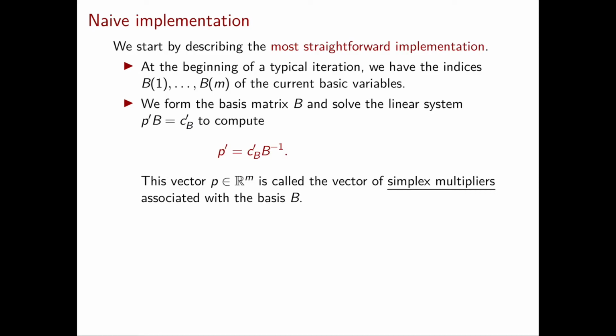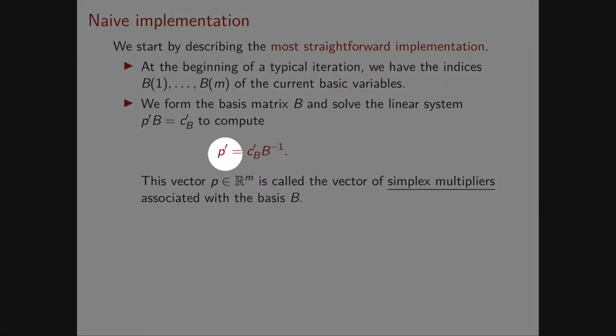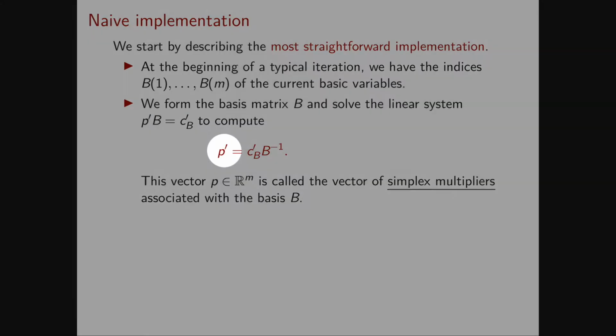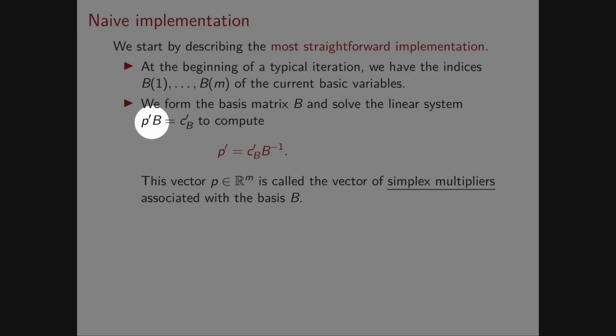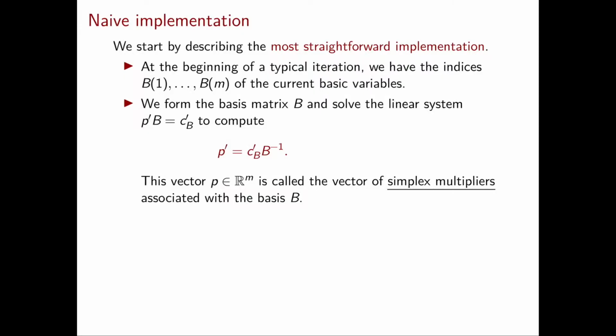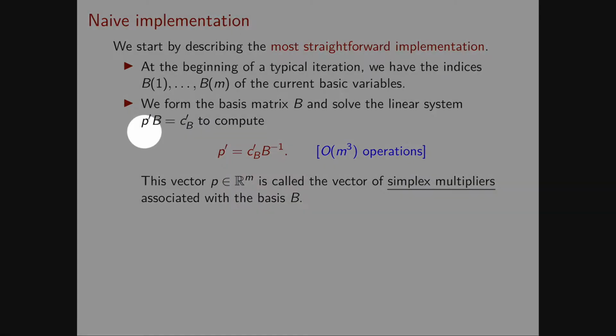So how long does it take to compute the vector p transpose? From this equality we can multiply on the right by capital B and obtain the system of linear equalities p transpose B equal to cB transpose. This is a system of m equality constraints in m variables. So as we have just seen, it takes big O of m cubed operations to find the vector p.